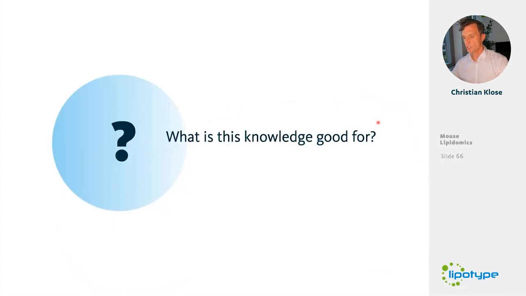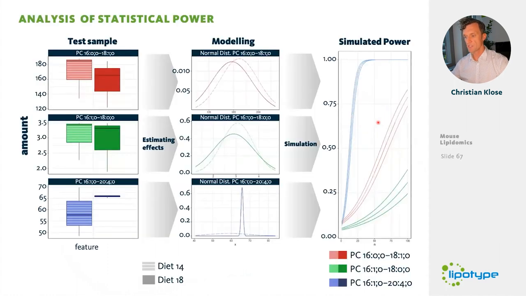So in the end, what is this knowledge good for? One important and really tangible aspect is one can use this data set nicely for the analysis of statistical power. Based on the data that we have measured, like these shown here on the left-hand side, we can estimate effect sizes, we can estimate distributions from these data, and this allows us to simulate statistical power in the end. And these simulations would allow us to tell our collaborators and clients how many mice they will need in order to see a phenotype with a given effect size in the lipidome of a specific organ. So we can really give you information on the sample number that is required for a lipidomic study in mouse.